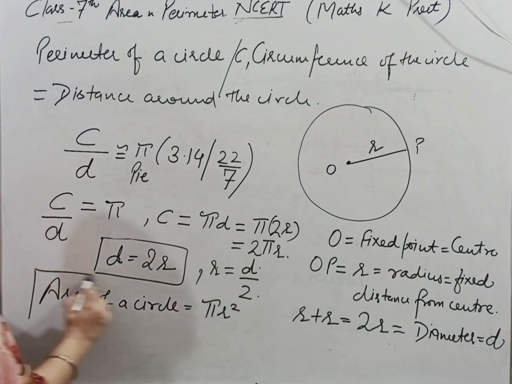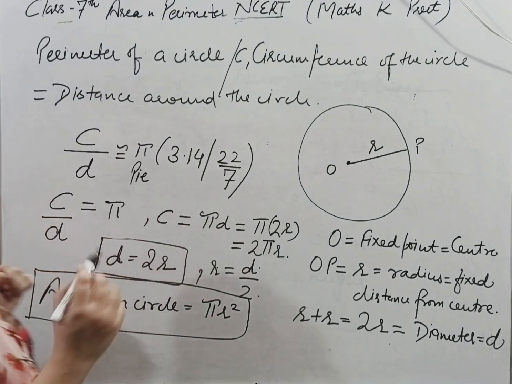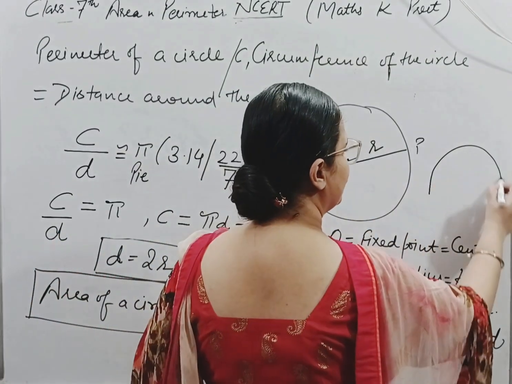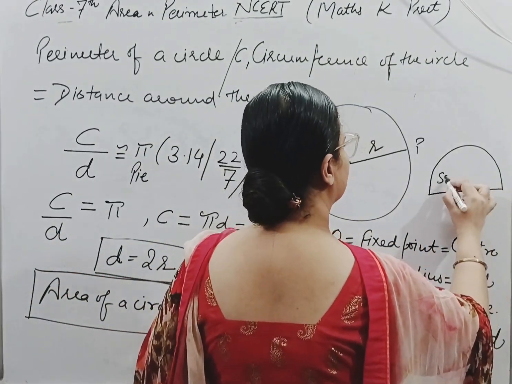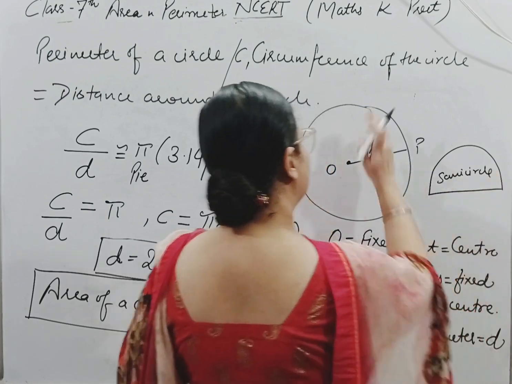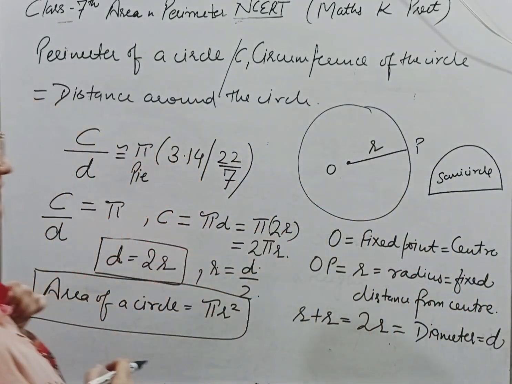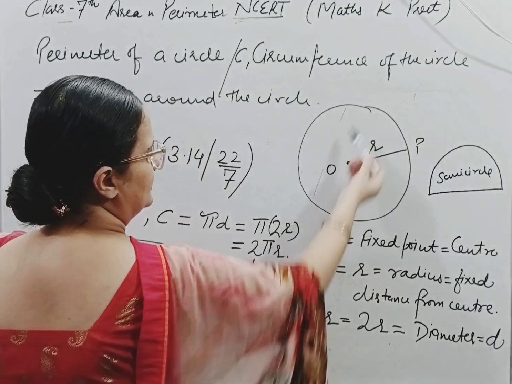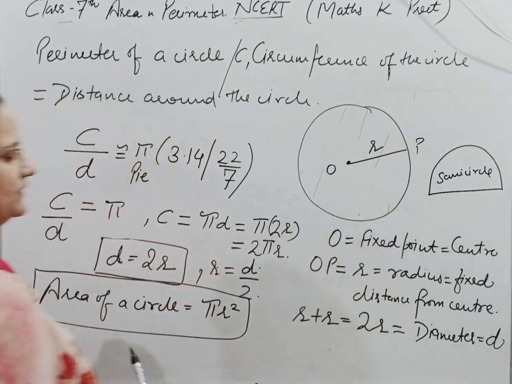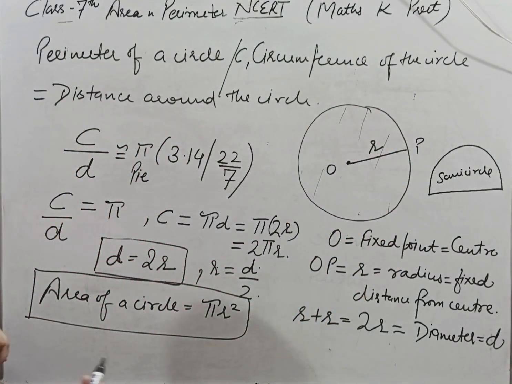So if I talk about a semicircle, what is a semicircle? Half of the circle is known as a semicircle. So this is a semicircle. The area is giving us this portion. As I told you, the region enclosed by that figure is giving us the area. Now, a semicircle is half of the circle.